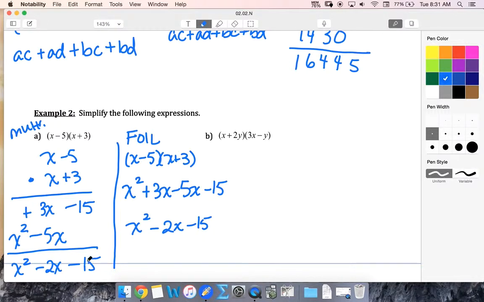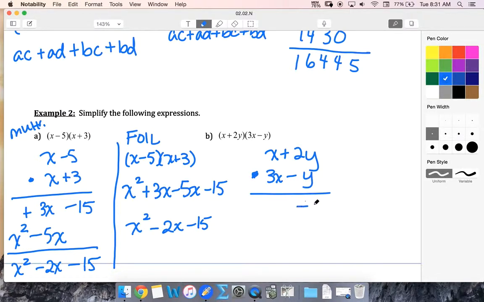So this is really a time for you to figure out what works best for you. Which one do you understand the best? And pick that out and try that with this example. So I'm going to use the multiplication again. X plus 2y times 3x minus y. I'm going to multiply those.